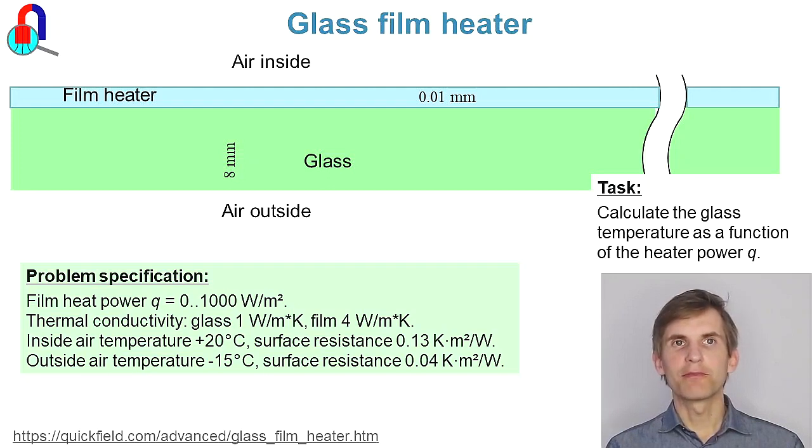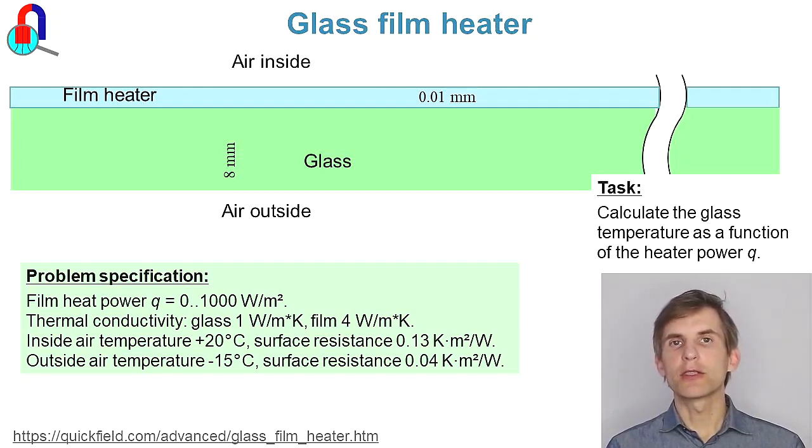Glass film heater. An electric film heater is used to heat up the window glass. Glass thickness is 8 mm and the film thickness is 0.01 mm. The power in the film can be regulated from 0 to 1000 watts per meter squared.